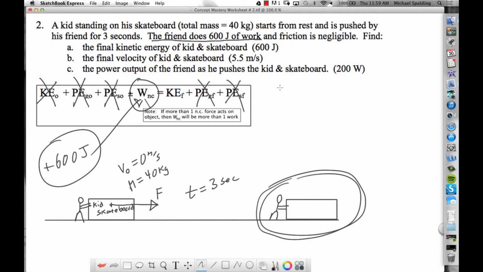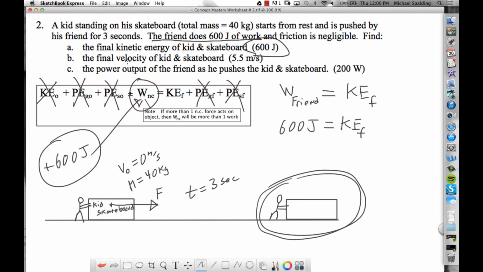So what we're left with is this, the work non-conservative, which let's just call the work of the friend. The work of the friend is going to be converted into what? Kinetic final. Right? And we know that the work of the friend is equal to 600 joules. So that's the answer to the first question right here. 600 joules is equal to kinetic final. So the answer to the first question is 600 joules.